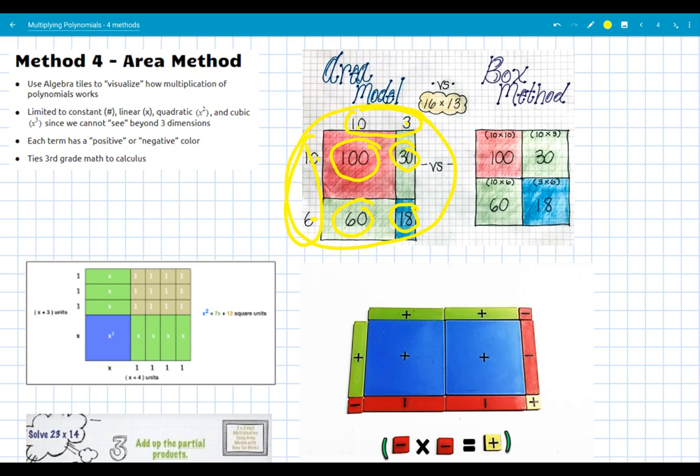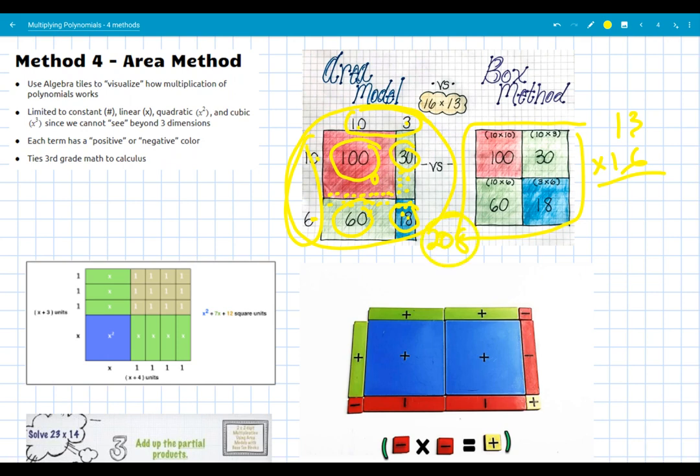Well, it's just like multiplying vertically, but you now have a visual model. There are 100 squares in this red square. There are 60 squares in this green one. There are 30 squares in this green one. And there's 18 squares in this blue one. If you add up all the squares, you're going to get the same number as doing the box method or doing 13 times 16 and multiplying like that, you're going to get the same number. 100. 30 plus 60 is 90. Another 108. 208.